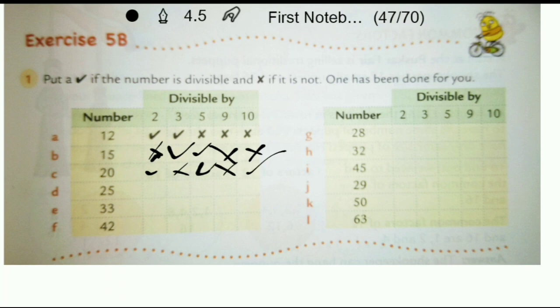On this side, 28. The last number is 8, so it can go by 2 table. Then 3: 3 means sum, 8 plus 2 is 10, and 10 will not come in 3 table. 5: the last digit will be 0 or 5. No. Then 9, no. Then 10, 10 also will not go. So like this we have to do all the questions.